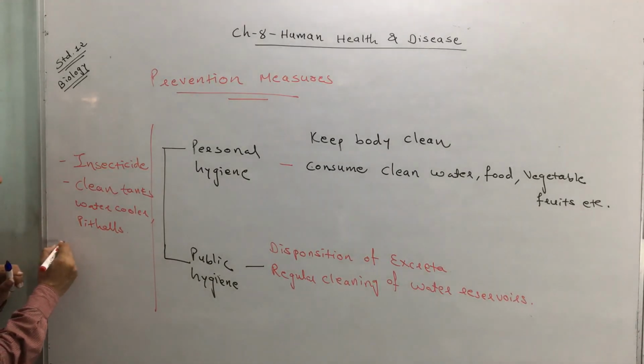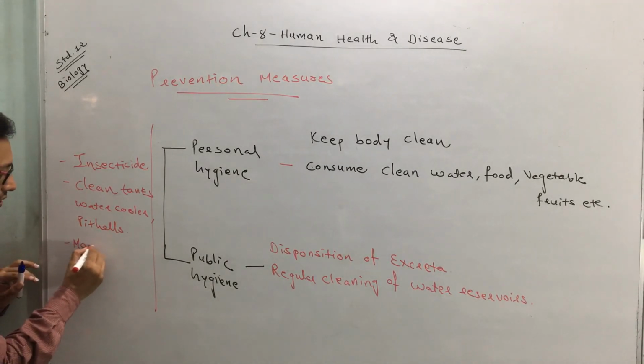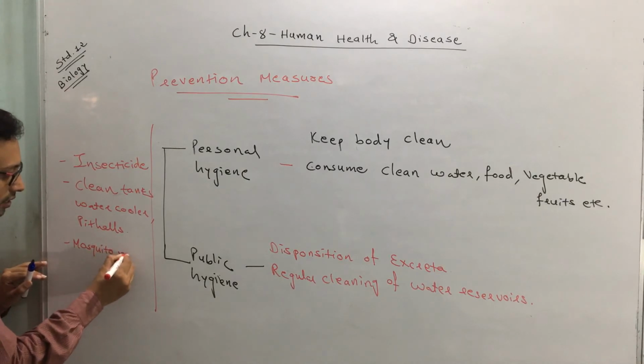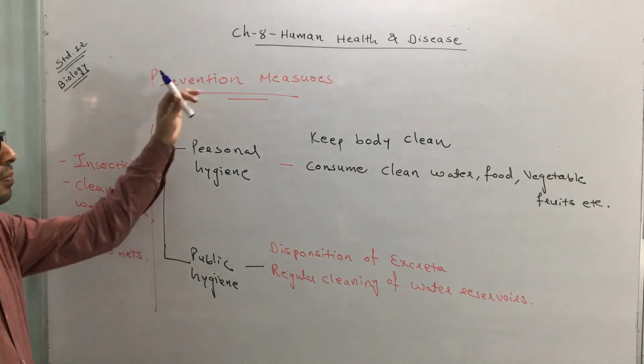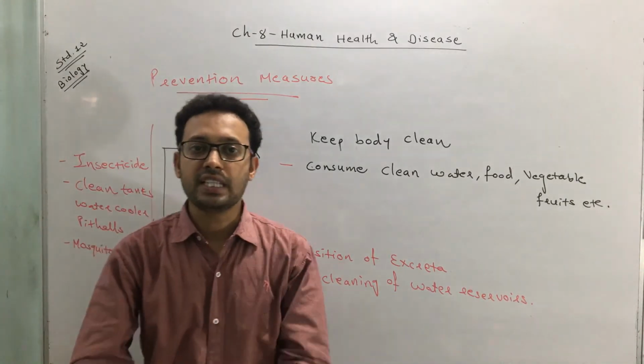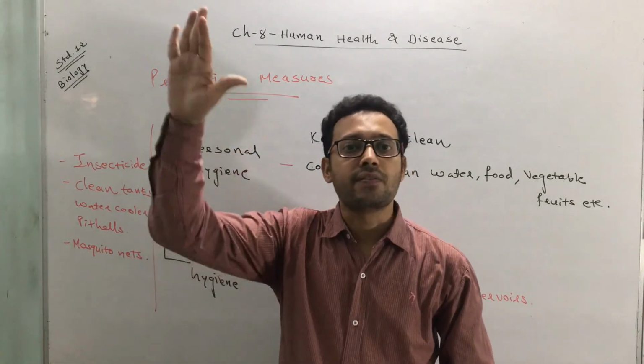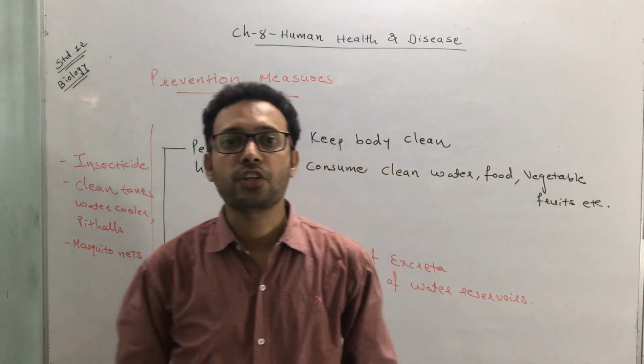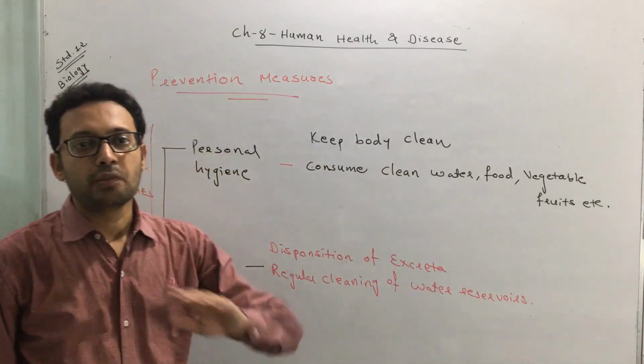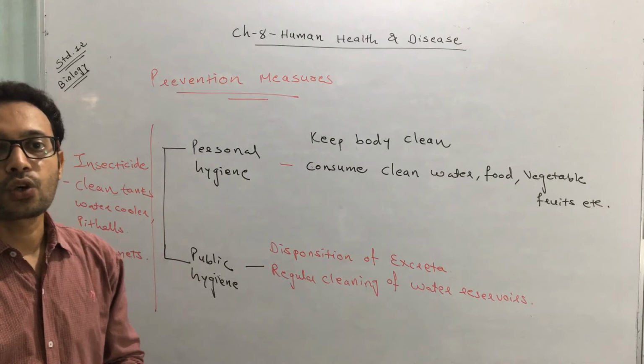Or you can also use mosquito nets as a protective or preventive measure, so the mosquito doesn't enter your home. You can also use mosquito nets or wire meshes on your windows and doors so the mosquito cannot easily enter your home.